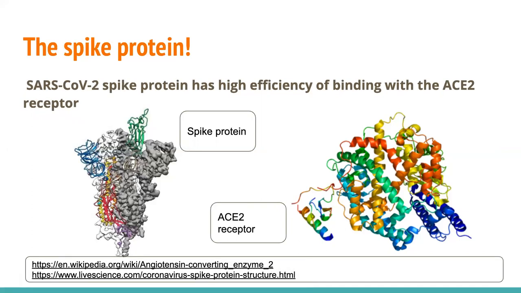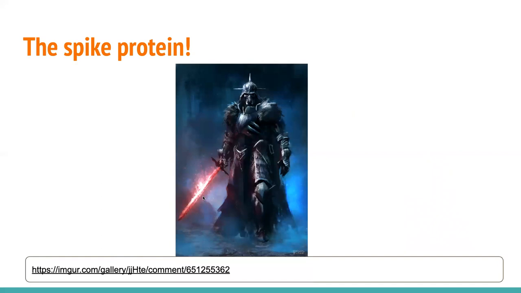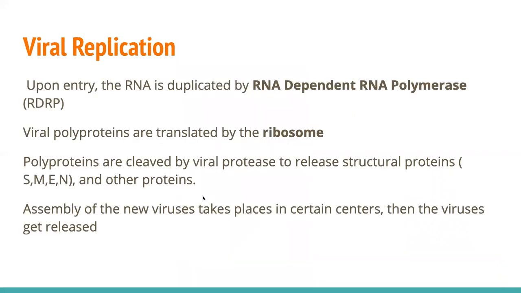But let's see what happens next. Just a brief diagram: this monster, a dark lord, has come with this spike protein and pretty much stabbed us with it. So the RNA comes in, and there are two things that can happen to it.